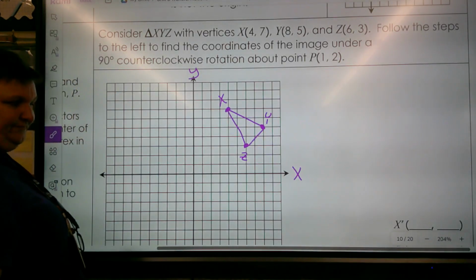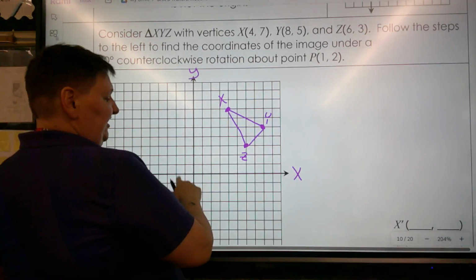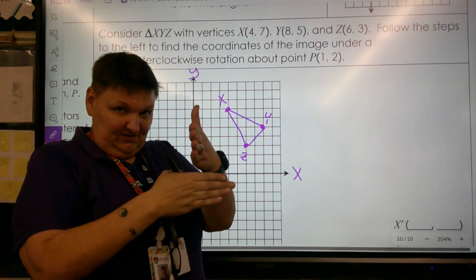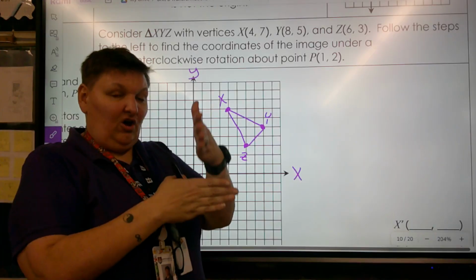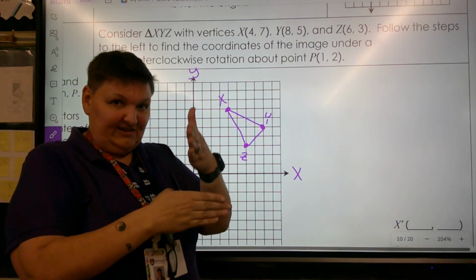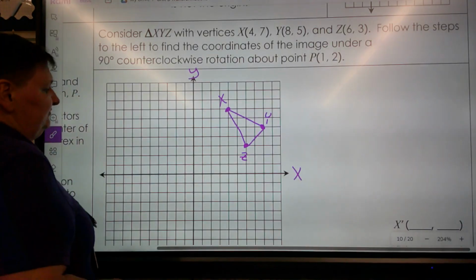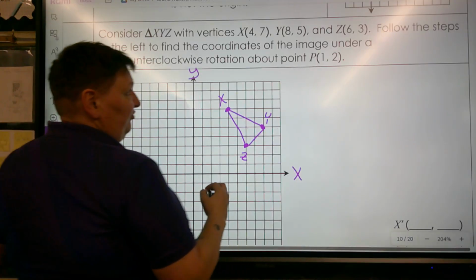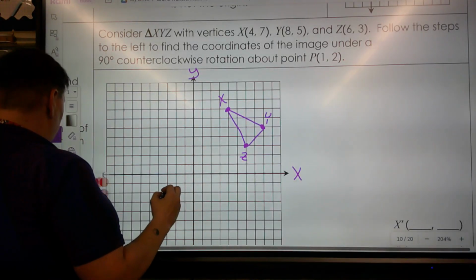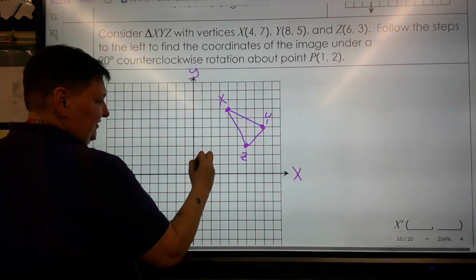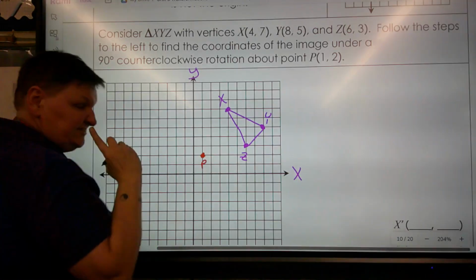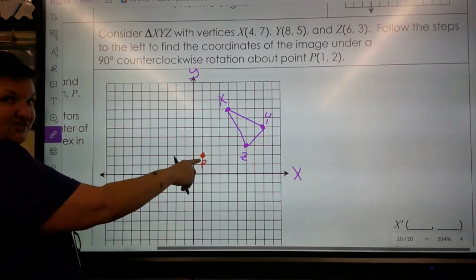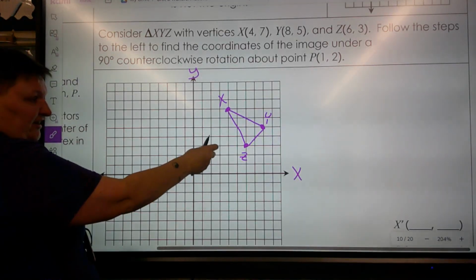Right? Pre-image. Now, instead of rotating around the origin, which is where the X and Y intersect, right? The origin is always where the X-axis and the Y-axis intersect. So it says we're going to go about point P. So point P is at 1, 2. So 1 to the right, 2 up is point P. And this is now our center of rotation. Instead of the origin, this is our center of rotation. So we're going to be rotating around P.